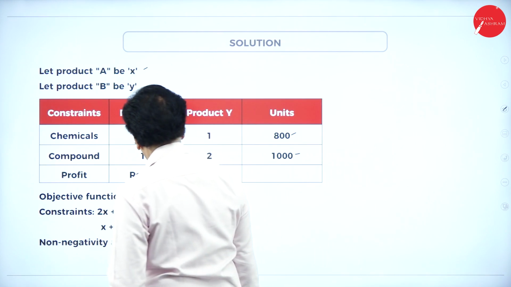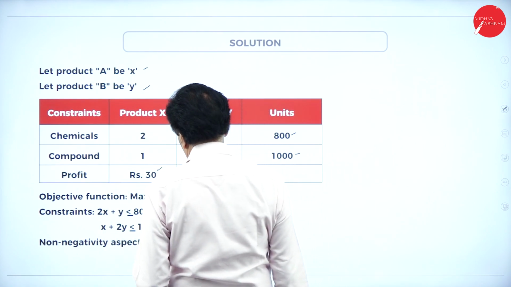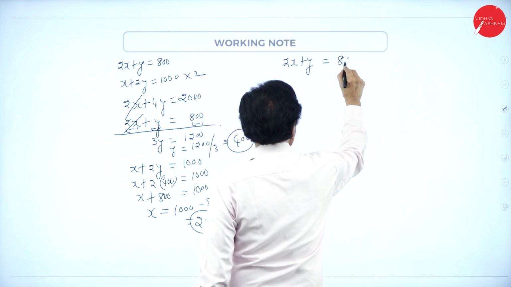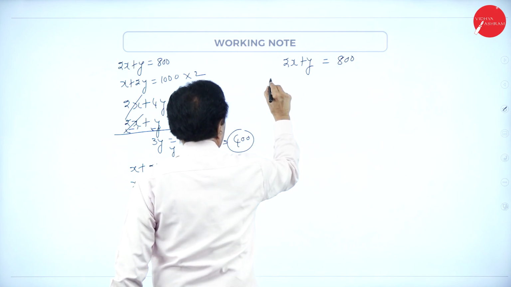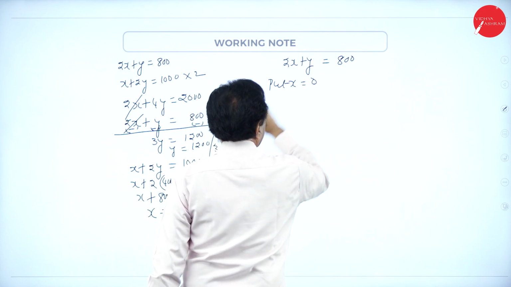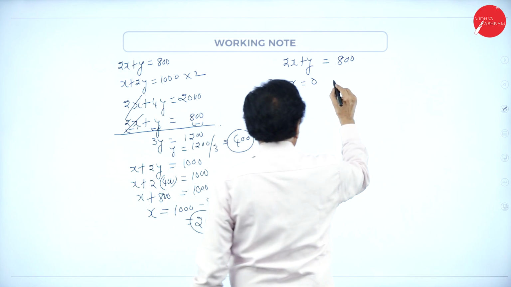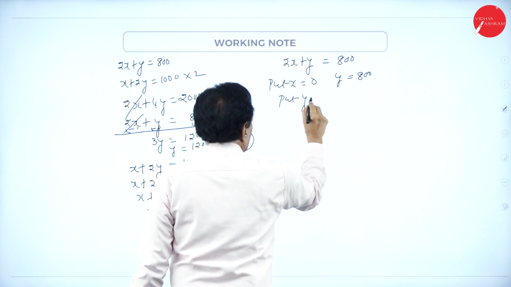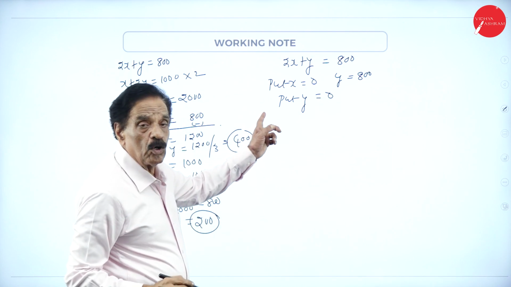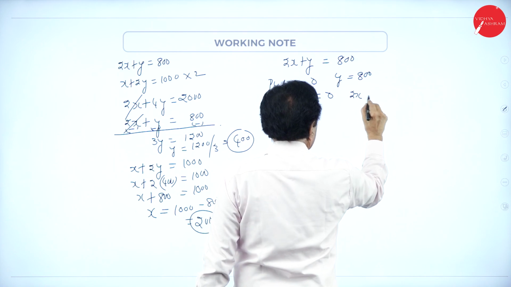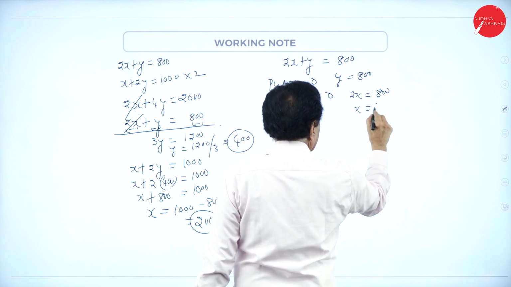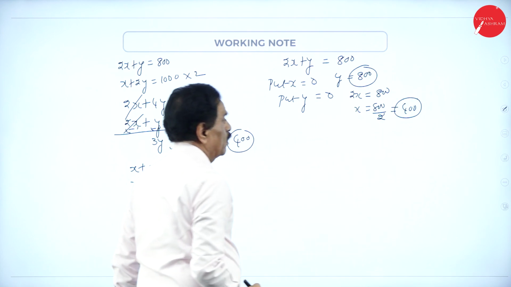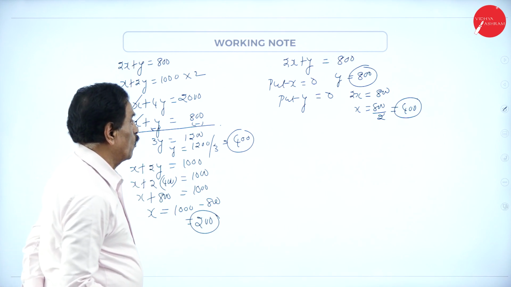Now go one by one through the equations. First one, 2x + y = 800. Put x = 0, then y becomes 800. Put y = 0, then 2x = 800, so x = 800 divided by 2, which is 400. The values are y 800, x 400.